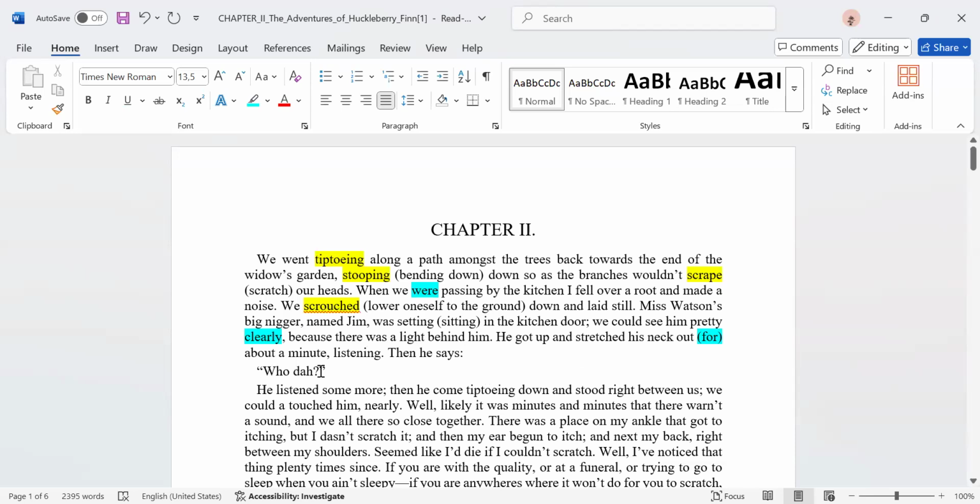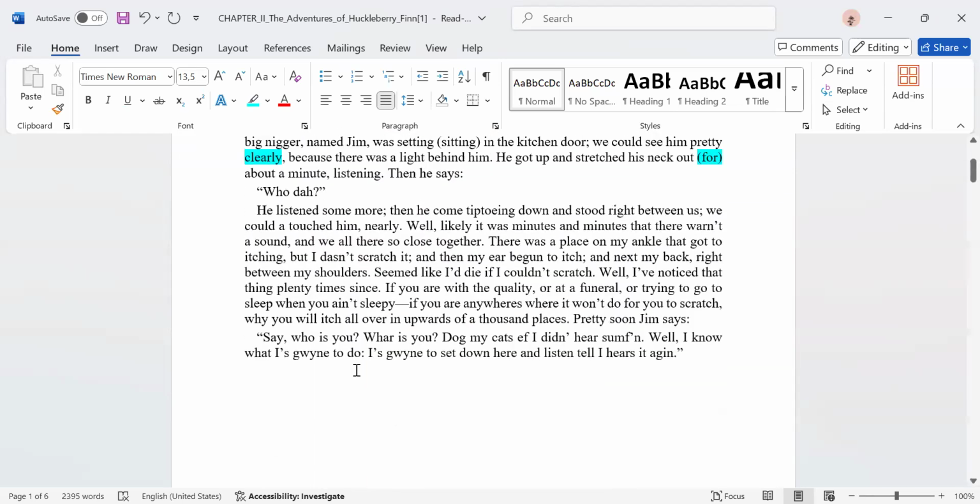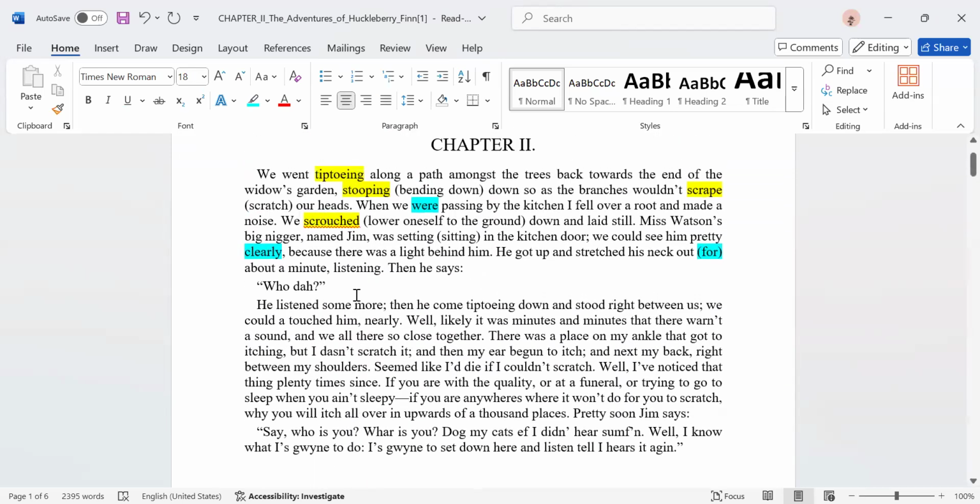This one is kind of dialect, I think, just to imitate what Jim said here. It's "who's there," I think, or something like that. It's some sort of dialect that most people, probably non-native speakers, develop. So I think that's all for this paragraph.